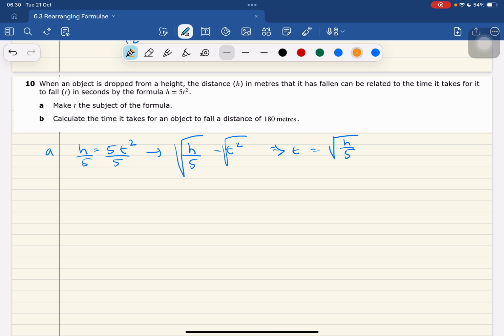Next, calculate the time it takes when the object falls 180 meters. So this is for b. t equals the square root of 180 divided by 5. So 180 divided by 5 is 36. So t is the square root of 36, which is 6 seconds. Okay, there it is. Thank you.